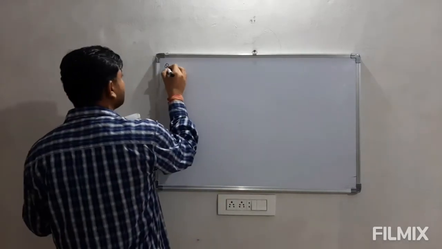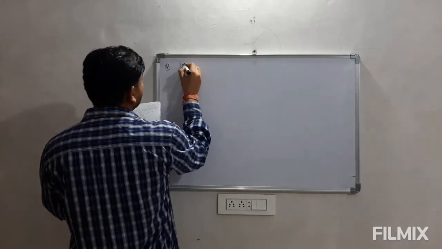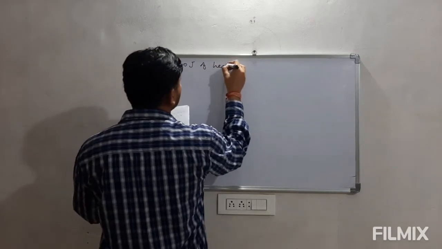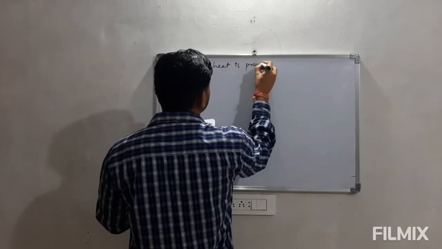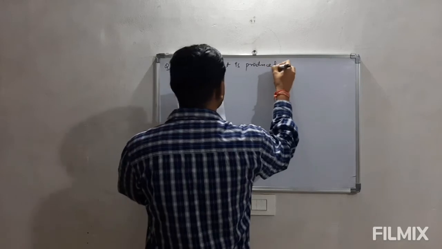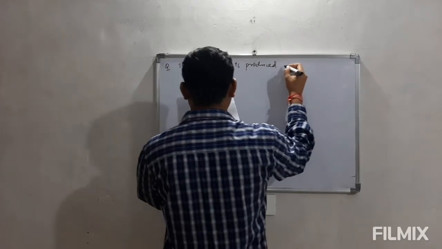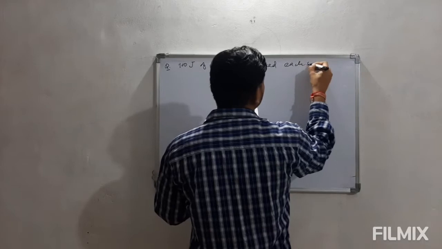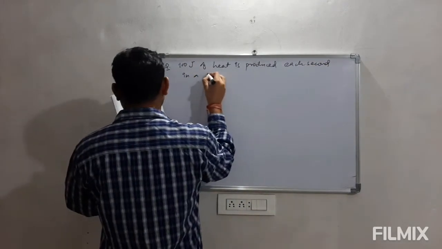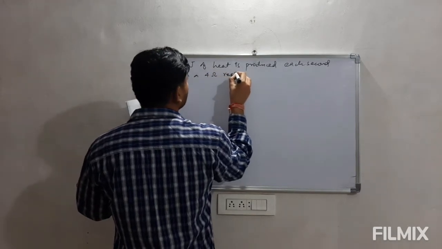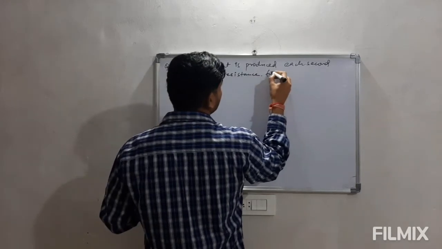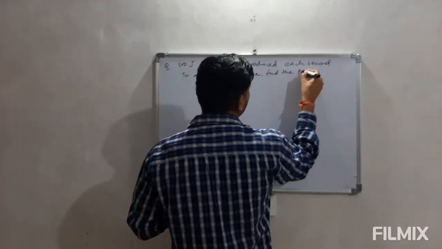Simple question. 100 joule of heat is produced each second in a 4 ohm resistance. Find the potential difference.